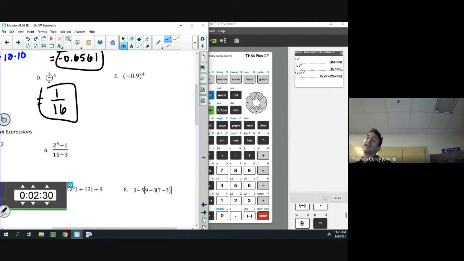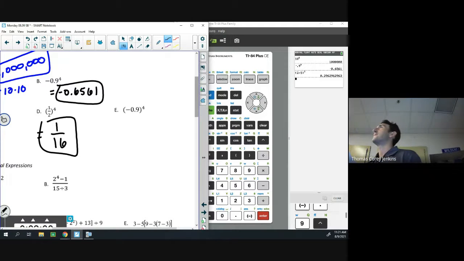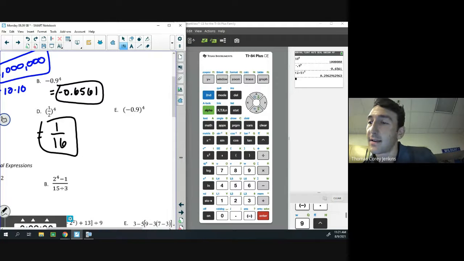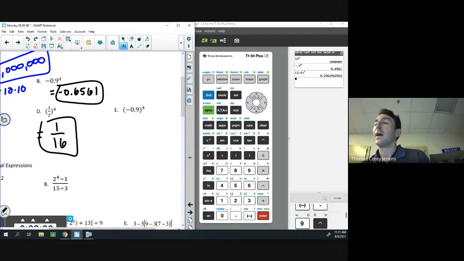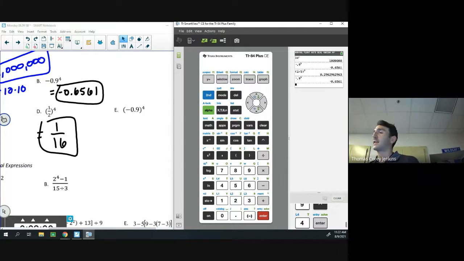Now, was there any difference between E and B? How many of you think yes? How many of you think no? All right. So let's let our calculator help judge this, okay? Usually it lets me make this a little skinnier, but oh well. All right, so let's go ahead and type it in how we see it. So remember, last time we typed negative 0.9 to the 4th. I already did this, but just recapping, and we got negative 0.6561.